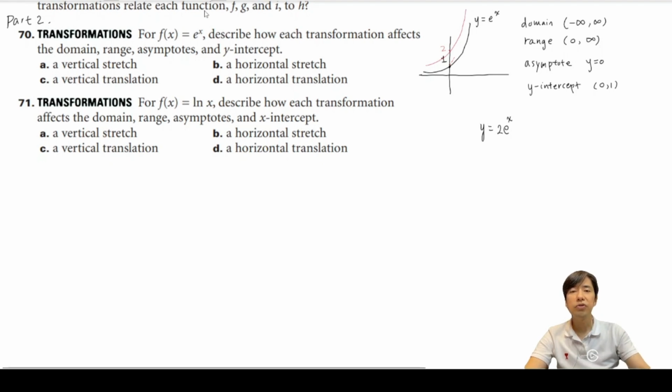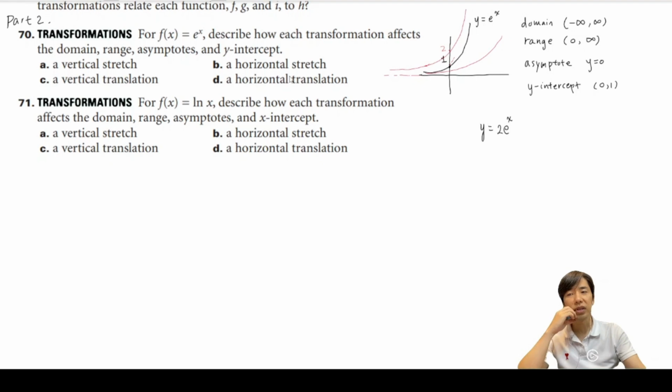So even though you do that, its domain still remains the same. The range also remains the same. Okay. Why? This end will keep decreasing and eventually gets closer to the x-axis. So it's from 0 to infinity. B, horizontal stretch. If you stretch it horizontally, it gets stretched this way. Then its domain still remains the same, range remains the same.